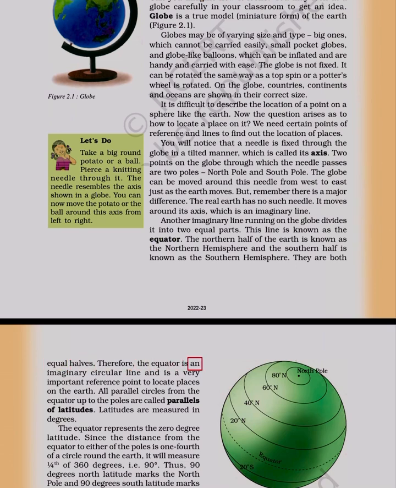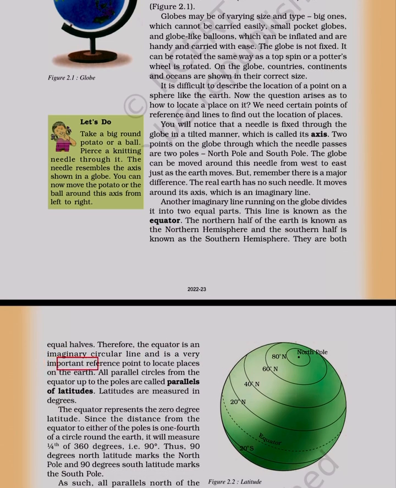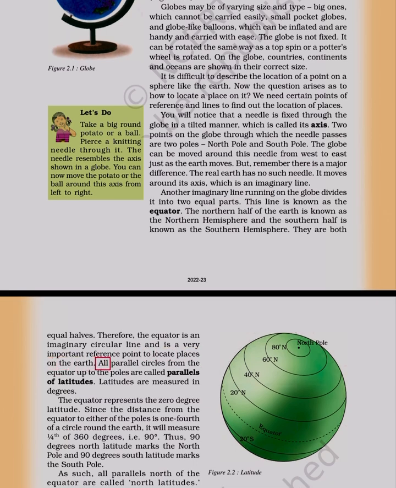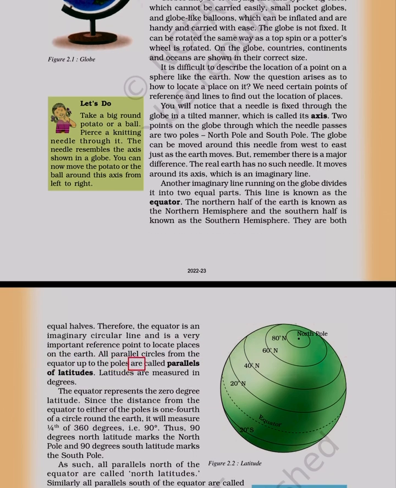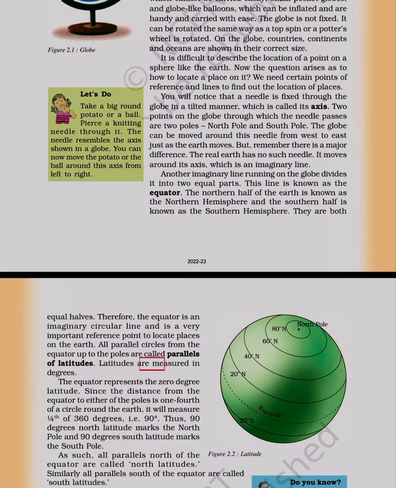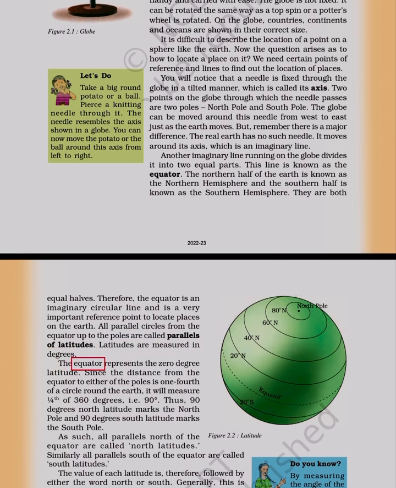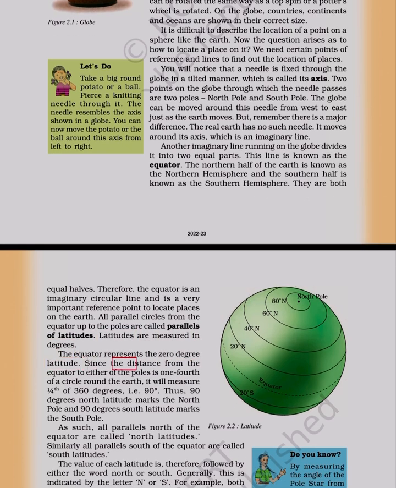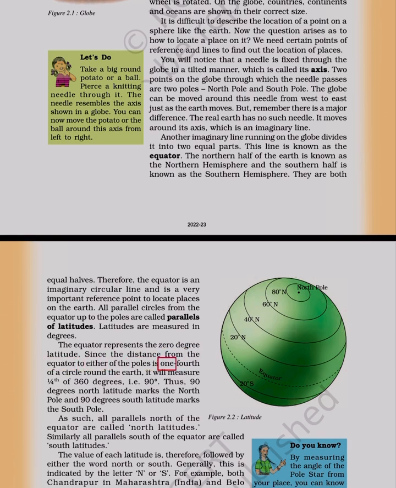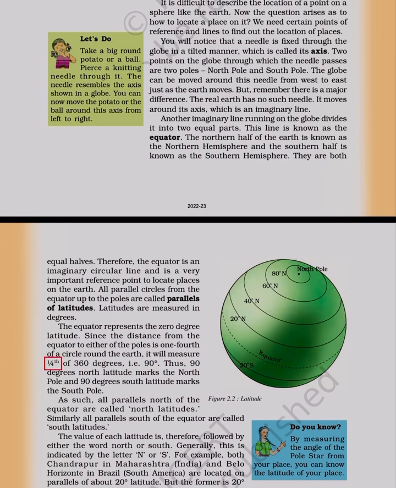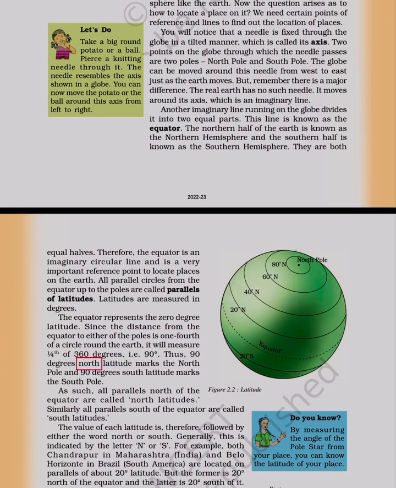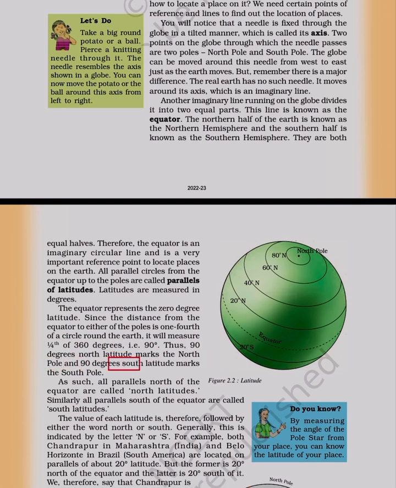Therefore, the equator is an imaginary circular line and is a very important reference point to locate places on the Earth. All parallel circles from the equator up to the poles are called parallels of latitudes. Latitudes are measured in degrees. The equator represents the 0-degree latitude. Since the distance from the equator to either of the poles is 1/4 of a circle round the Earth, it will measure 1/4th of 360 degrees. That is 90 degrees. Thus, 90 degrees north latitude marks the North Pole and 90 degrees south latitude marks the South Pole.